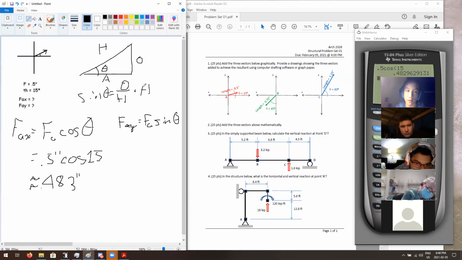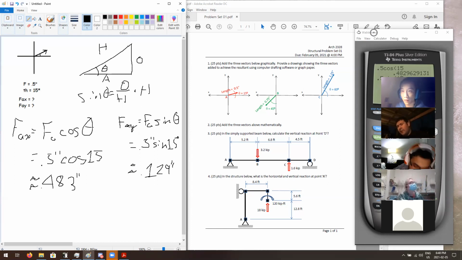Hypotenuse is F_A. Those cancel out, and you get the opposite, which is this y vector. So that's 0.5 inches times the sine of 15 degrees. Plug that into your calculator, and you get approximately 0.129.